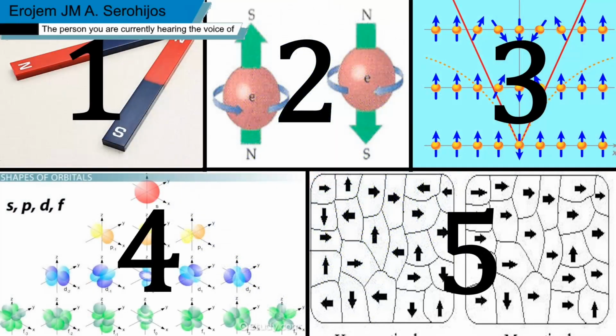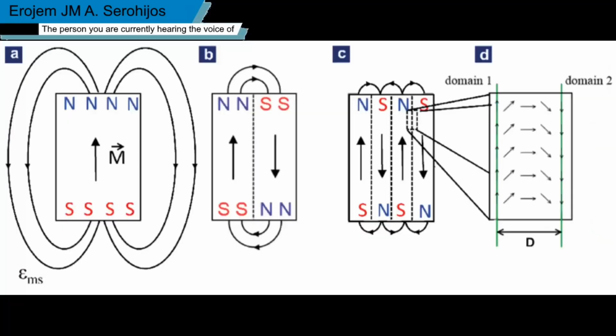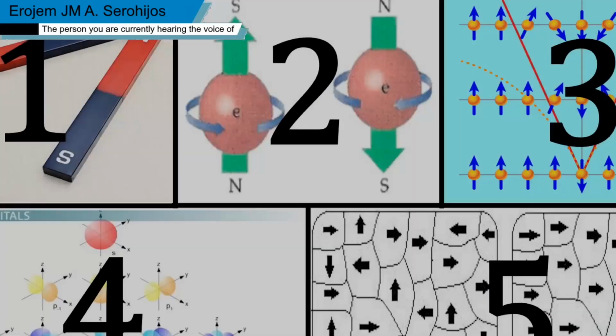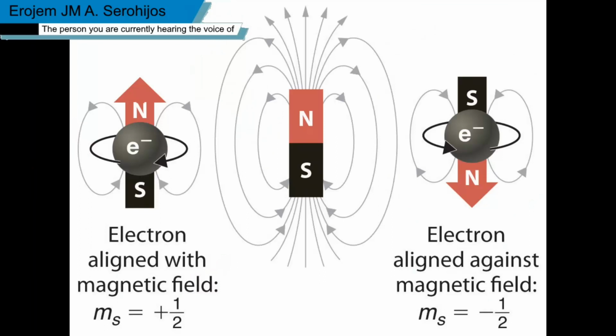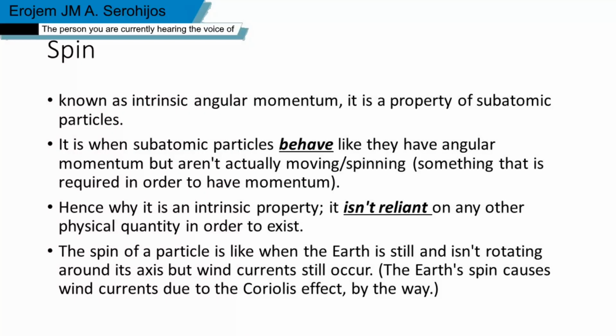Let's begin by introducing concepts and connecting them one by one. First, when two magnets with opposing orientations are put next to each other, both of their magnetic fields cancel each other out. Second, electrons are magnets and have a magnetic field. This is because electrons and all subatomic particles have a property called intrinsic angular momentum, also known as spin.